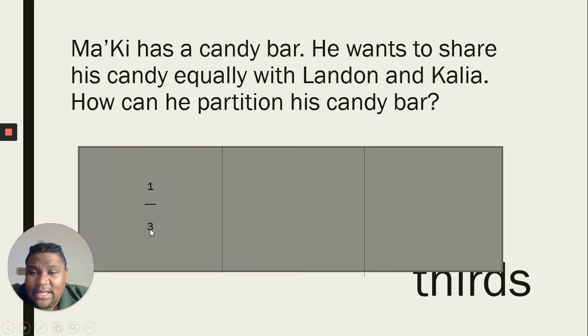Remember, the 3 will let you know how many equal pieces will make up your whole. How many equal pieces will make up your whole? So Makai will get 1/3, Landon will get 1/3, and Kalia will get 1/3. That is the fractional unit for the candy bar.